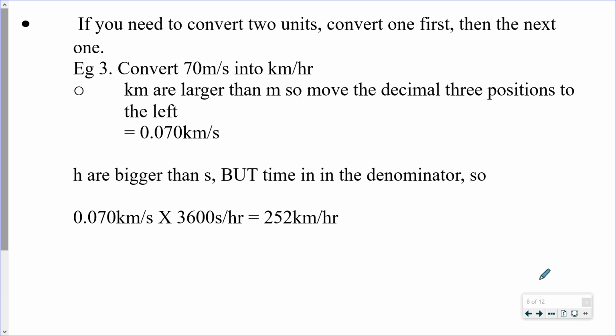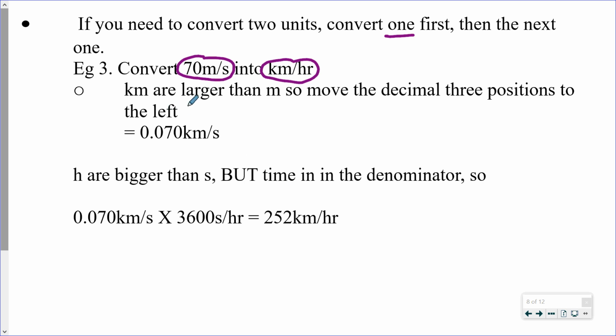You'll need to convert 2 units at the same time. You can try and do it all together, but it might be easier to just convert one and then convert the other one. So this is a good example here. Quite often in physics, we do measure speed in meters per second. But of course, if you're driving on the highway and you see a sign which tells you the speed, it's kilometers per hour. So how do we convert between these two? Probably best to just convert the distance first, and then convert the time next.